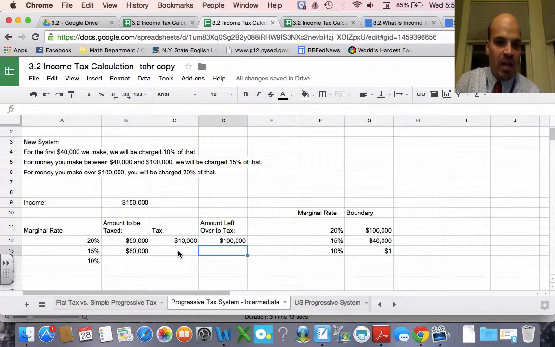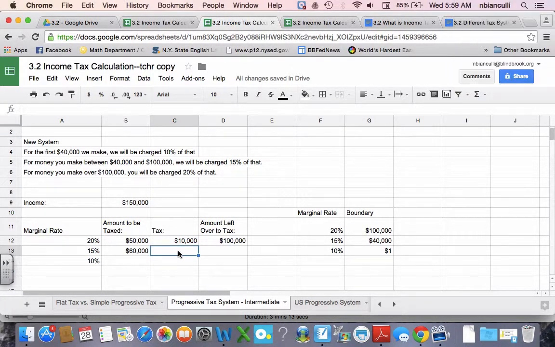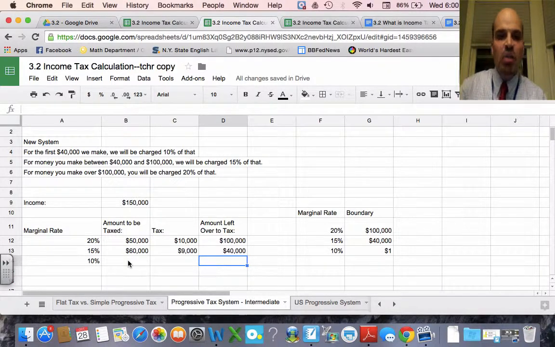So you can think about what should go here and what should go there. I want you to think about that. I'm not going to reveal the formulas. I actually want you to build them in. But right now I have $9,000 in taxes and $40,000 left over to tax. So I did my 15% of my $60,000 to get my $9,000, and I want you to think about how we're going to get the $40,000 left. So now we have our amount to be taxed.